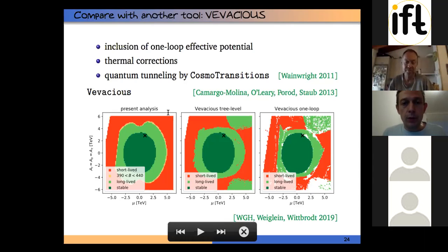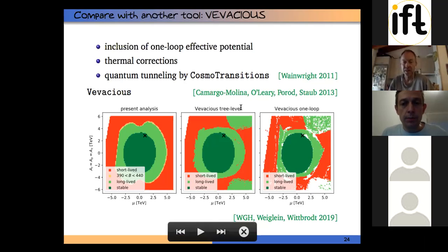However, if you compare, let's say, Vevacious tree level to Vevacious one loop, you don't really gain much by including the one-loop corrections when you are purely interested in a constraint on the parameters. Of course, you may get a different statement if the tunneling in this metastable area is 100 times the age of the universe or 10^2 maybe, but at the end you don't care because it's still long enough.